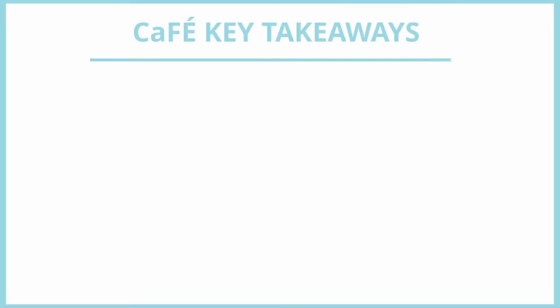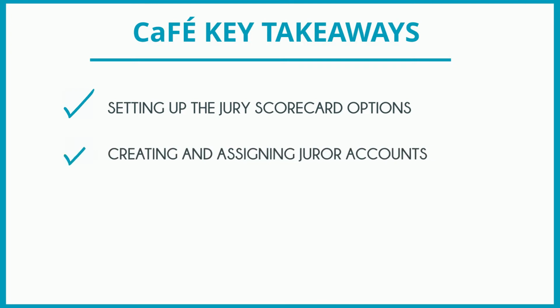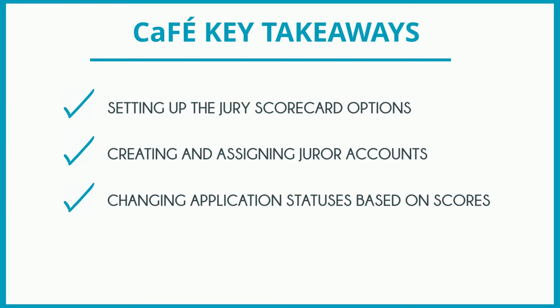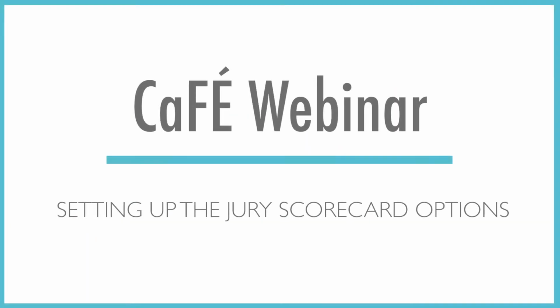The key items we'll cover today include setting up the jury scorecard options, creating and assigning juror accounts, changing the application statuses based on those scores, and notifying the artists of the jury results.